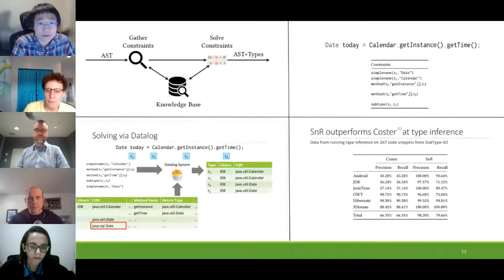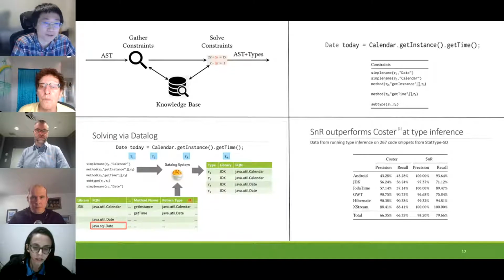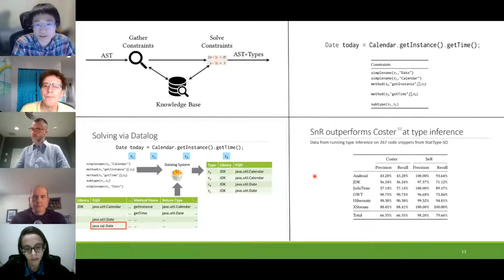In summary, we introduced constraint-based type inference, a technique to automatically conduct type inference with our unique insight of using partial semantic information on code snippets. We evaluated our technique and found SNR outperforms existing state-of-the-art with high precision and recall.